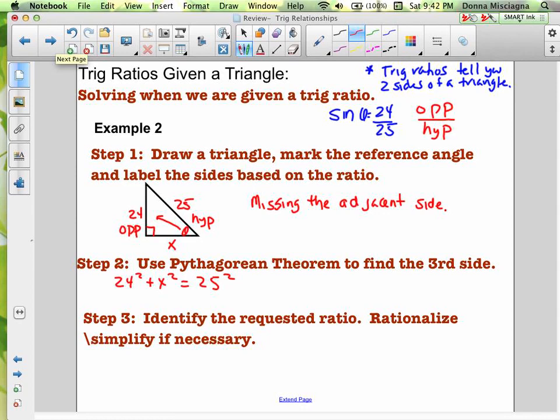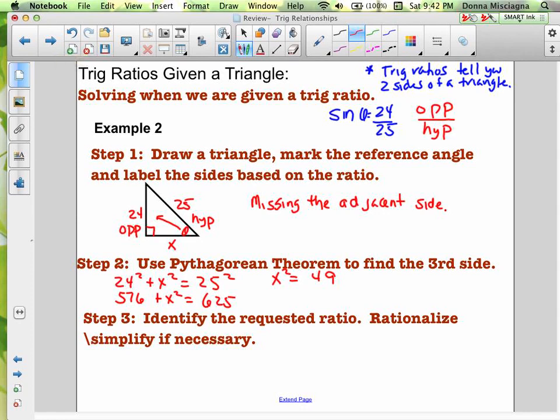All right, so 24 squared is 576. 25 squared is 625. If we subtract 576 from both sides, we get x squared equals 49. And we only want the principal solution. Now, if we were solving just any old quadratic equation, we would have 2 solutions, 7 and negative 7.